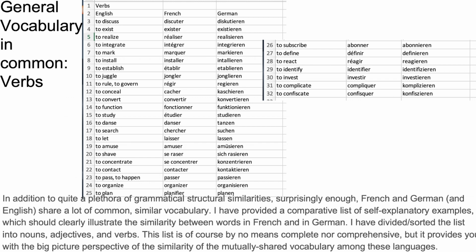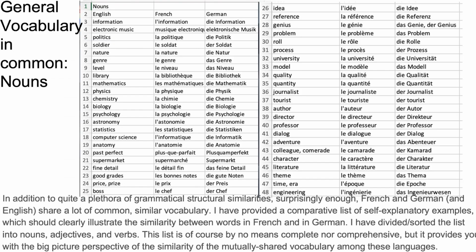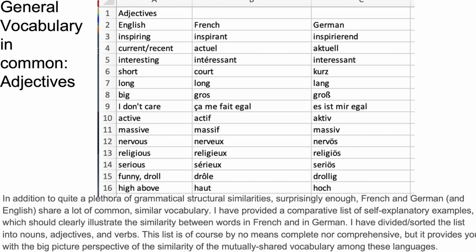In addition to quite a plethora of grammatical structural similarities, surprisingly enough, French and German and English share a lot of common similar vocabulary. I have provided a comparative list of self-explanatory examples, which should clearly illustrate the similarity between the words in French and in German. I have divided the list into nouns, adjectives, and verbs. This list is, of course, by no means complete nor comprehensive, but it provides you with the big picture perspective of the similarity of the mutually shared vocabulary among these languages.